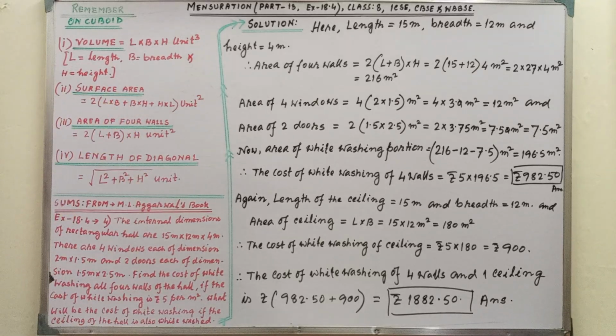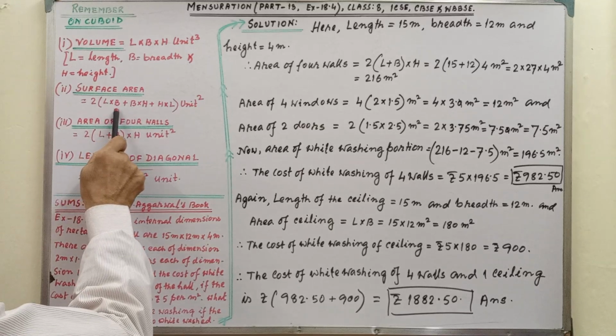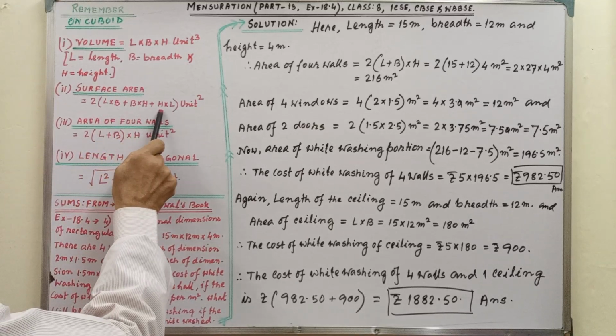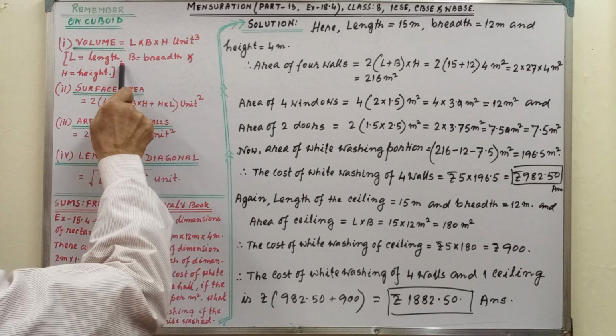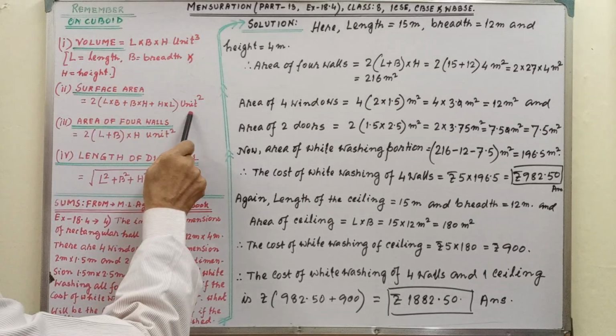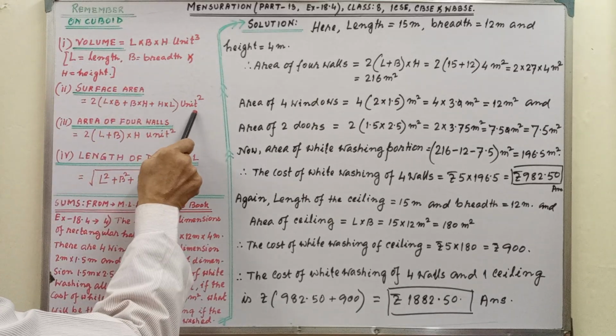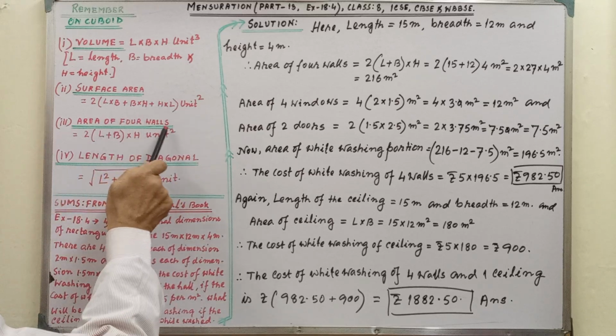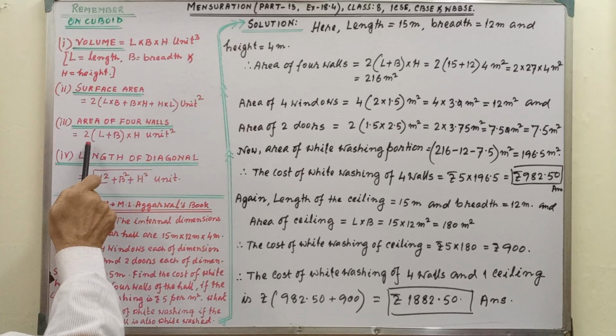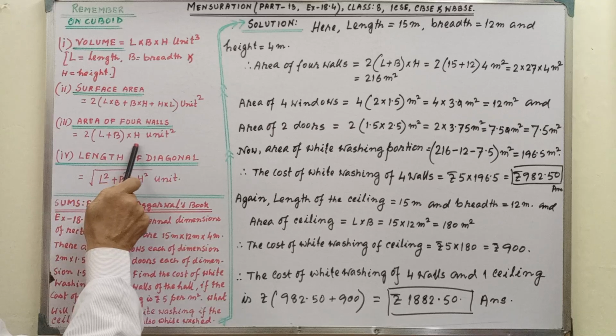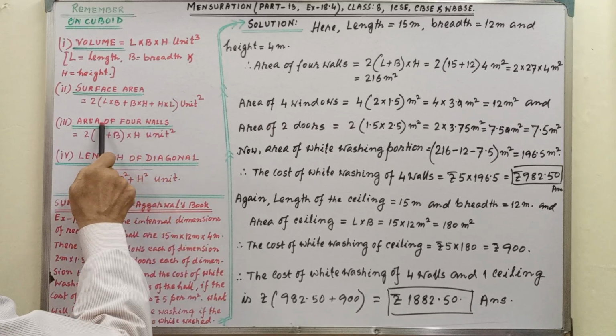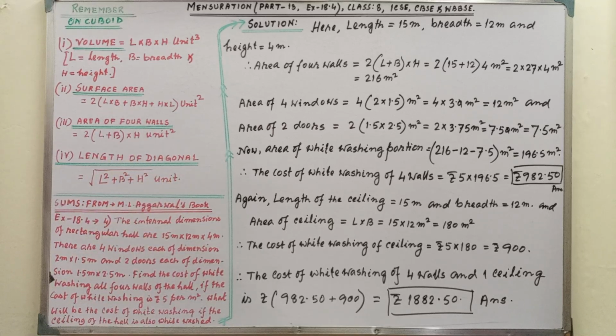Surface area of a cuboid is 2 into (L into B plus B into H plus H into L), that is length, breadth, and height. This is area, unit square. And area of the 4 walls of a cuboid is 2 into (length plus breadth) into height, unit square. It is also area, so it will be unit square.